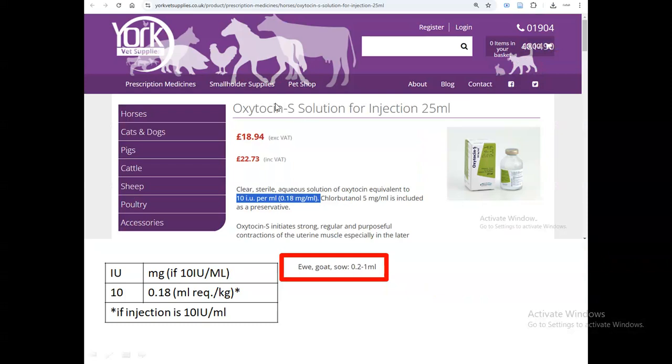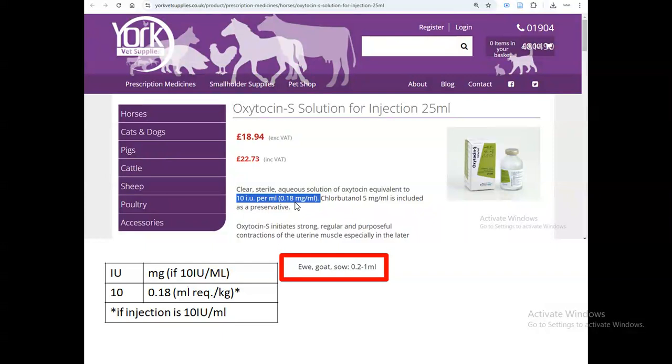This is the company that makes this medicine, named oxytocin solution. They have given the dose rate both in ml and as mg per ml, as international units and as mg per ml. According to them, the dose rate for goats is 0.2 to 1 ml. If we consider the maximum dose, it is 1 ml, or 0.18 mg, as 1 ml has 0.18 mg, and every ml has 10 international units. So we can say that the maximum dose rate is 10 international units or 0.18 mg.